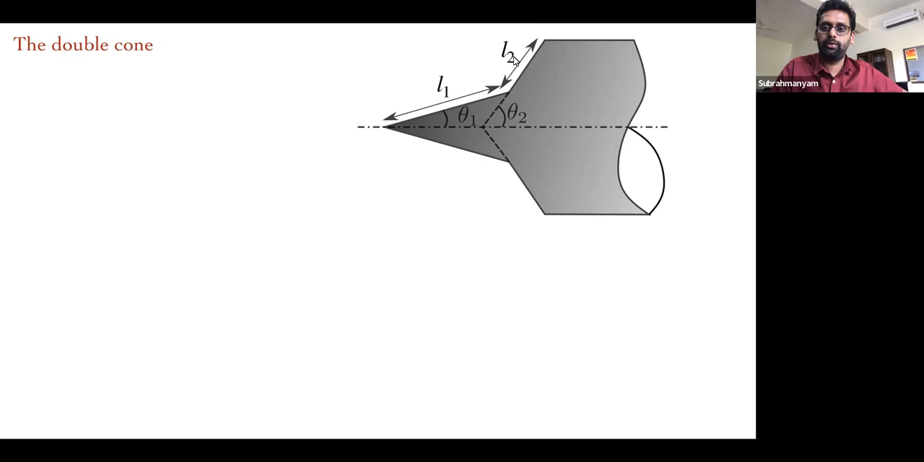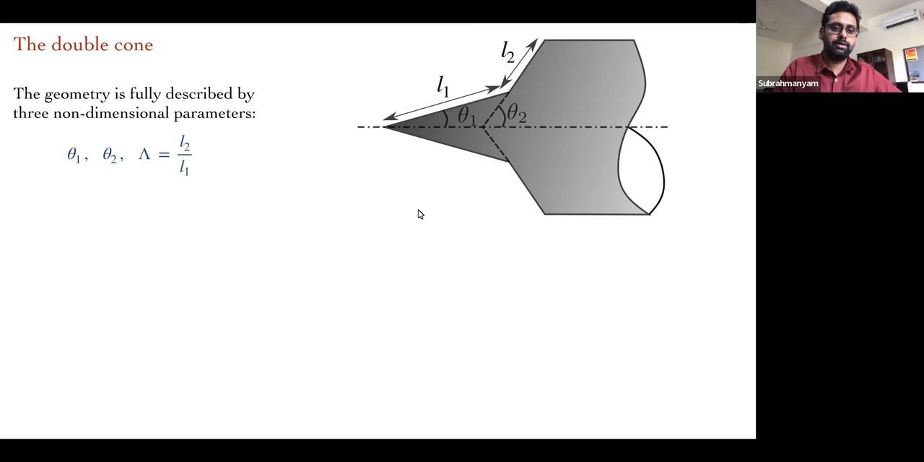So for this geometry, you can completely describe it by four dimensional length scales, which means if you use three non-dimensional parameters, you can completely describe the geometry. So it's common to take these parameters as theta one, theta two, and the ratio of the slant lengths L2 and L1. So theta one, theta two are the two half angles, as you can see in this figure. Of course, these are the three geometric parameters. In addition, there are the flow parameters too, which are, in our case, the flow Mach number and the flow Reynolds number.